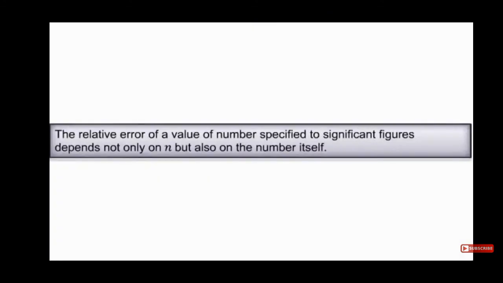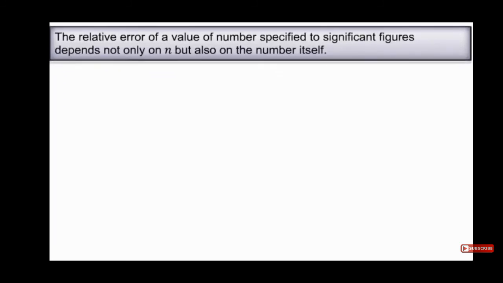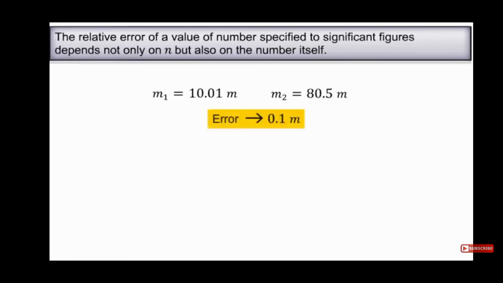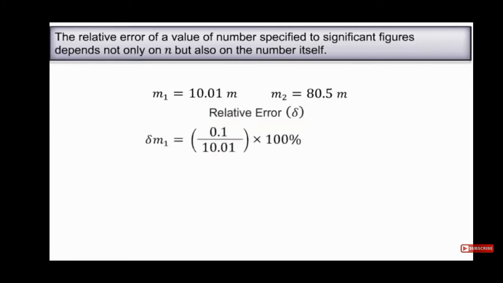Rule number 2 says that the relative error of a value of a number specified to n significant figures depends not only on n but also on the number itself. If there are 2 quantities, say 10.01 meters and 80.5 meters, both carrying an error of 0.1 meter, then the relative error in 10.01 meters is plus or minus 1%, while the same for 80.5 meters is 0.12%.